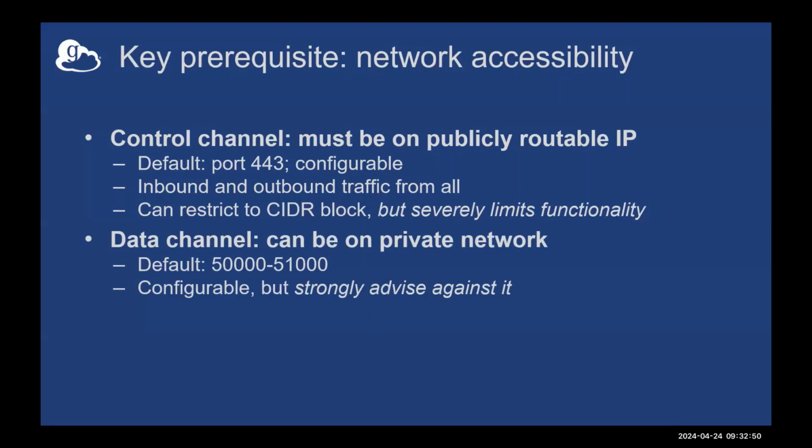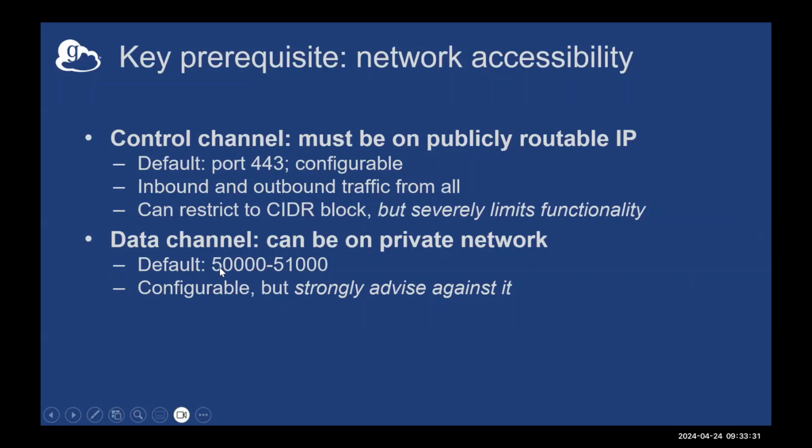For the data channel, that can be on a private network because the data will flow directly between point A and B, and it needs these ports. These are the default ports. They're ephemeral; they don't stay open. The orchestrator says, open, here's the connection from this endpoint to this endpoint on this port. Connection happens. Once everything is transferred, the port is closed.